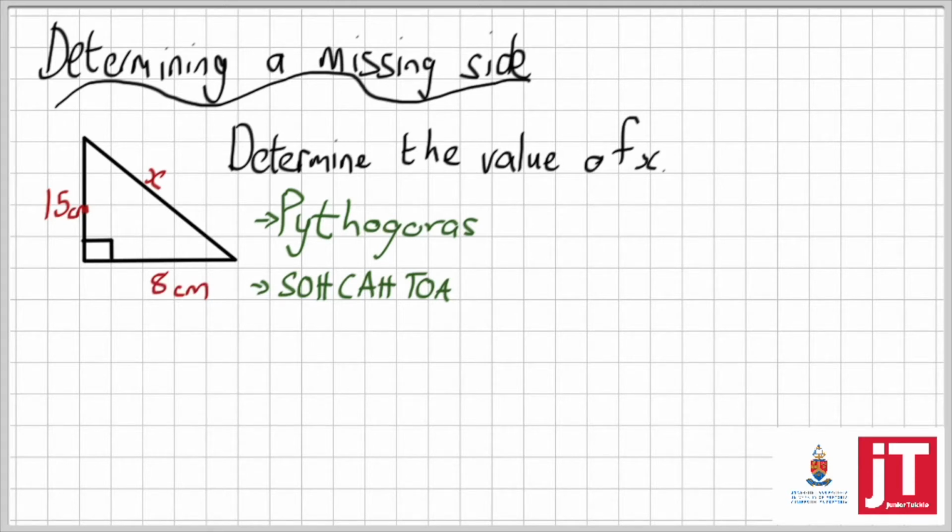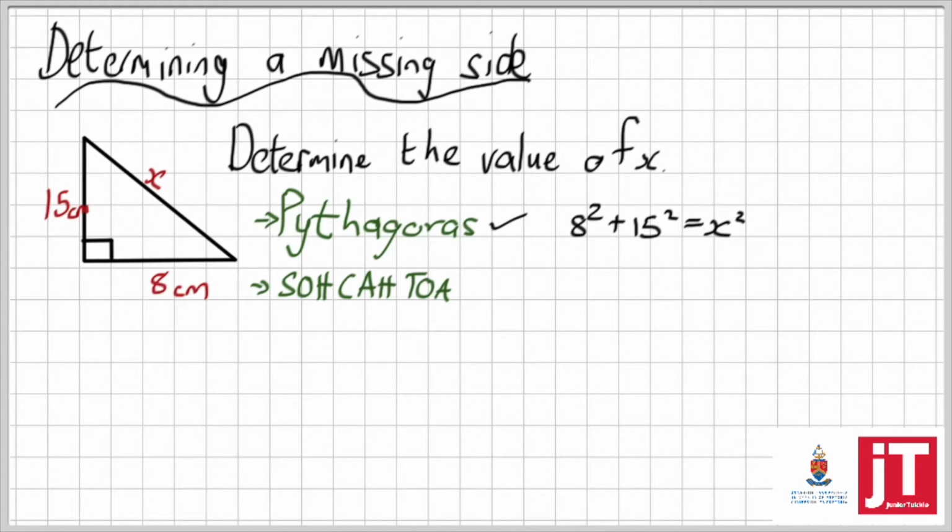I have the two other sides and I need the longest side, your hypotenuse. So therefore, I'm just going to use Pythagoras. Now, when I look at Pythagoras there, I can very clearly see that I can use it because I have the other two sides. So let's go for writing out my basic theorem of Pythagoras. 8 squared plus 15 squared is equal to my x squared.